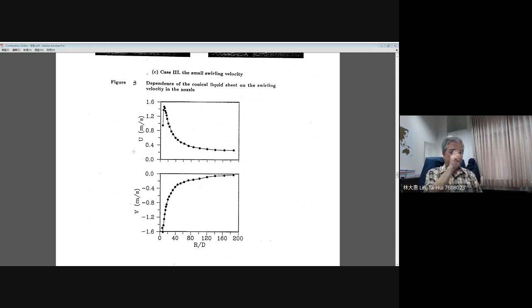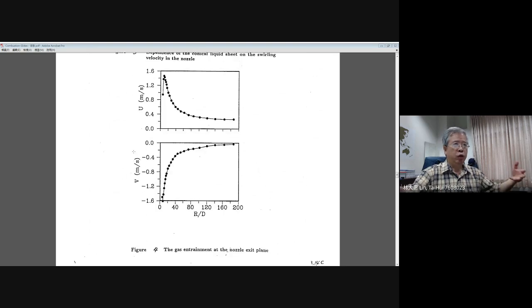Okay. The first one, they tell you when you have a large momentum of the liquid jet coming out, it's very similar to the gaseous jet. You will have a certain so-called entrainment coming from the outside, that is, some air entrained into the interior of your spray jet. Okay. Now they just want to show you they can do the measurement on gas entrainment at the nozzle exit plane. Okay, at the nozzle exit plane, this is the plot.